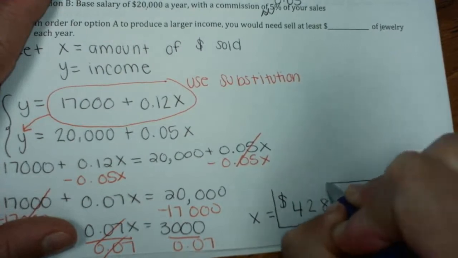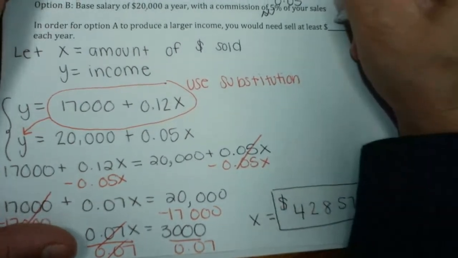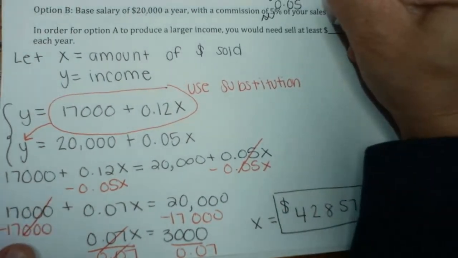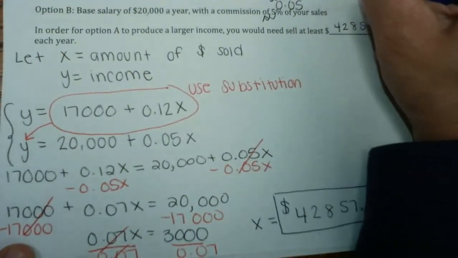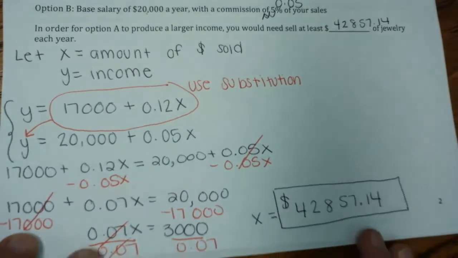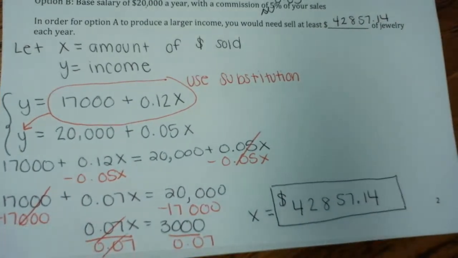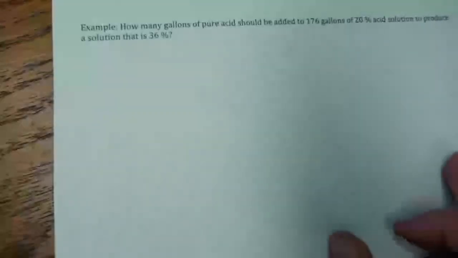So $42,857.14. So you have to sell at least that much money to make option A produce a larger income. 42,857.14. And that's it. So once you get the equation set up, I feel like that is the hard part. That's the new part. Then it's just like test 4, solving equations. All right, so if we're good, let's go ahead and go to the next page and the last page for this section.